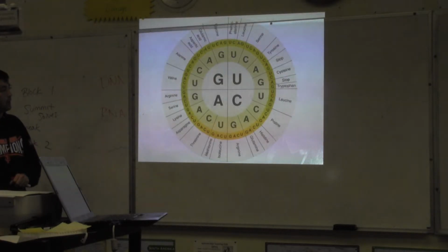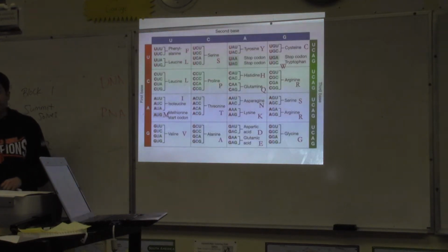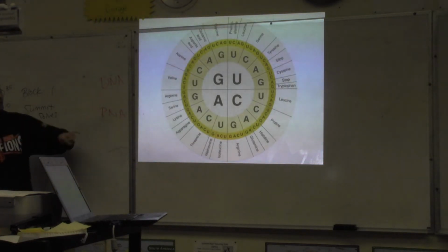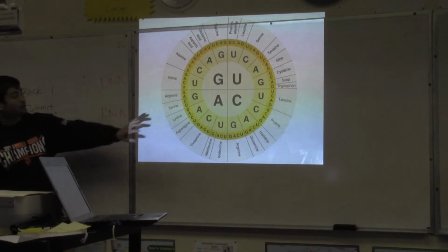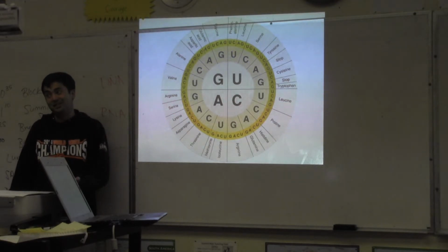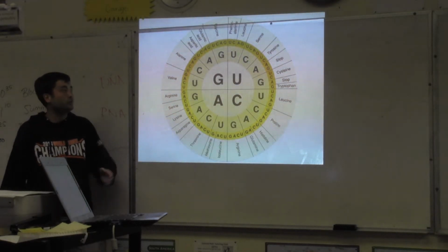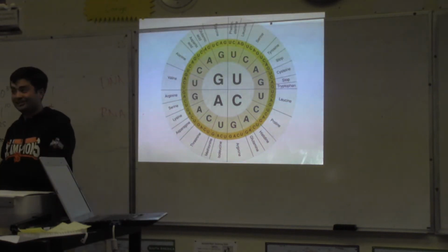All right, so they have another table that in my mind is actually a lot easier to use. It's the wheel. And the way the wheel works, let's say we have AUG. We start with the A, move to the U, move to the G, methionine. Much easier, right? We have UUU. We start with the U, move to the U, move to the U, phenylalanine. You guys like that one better?